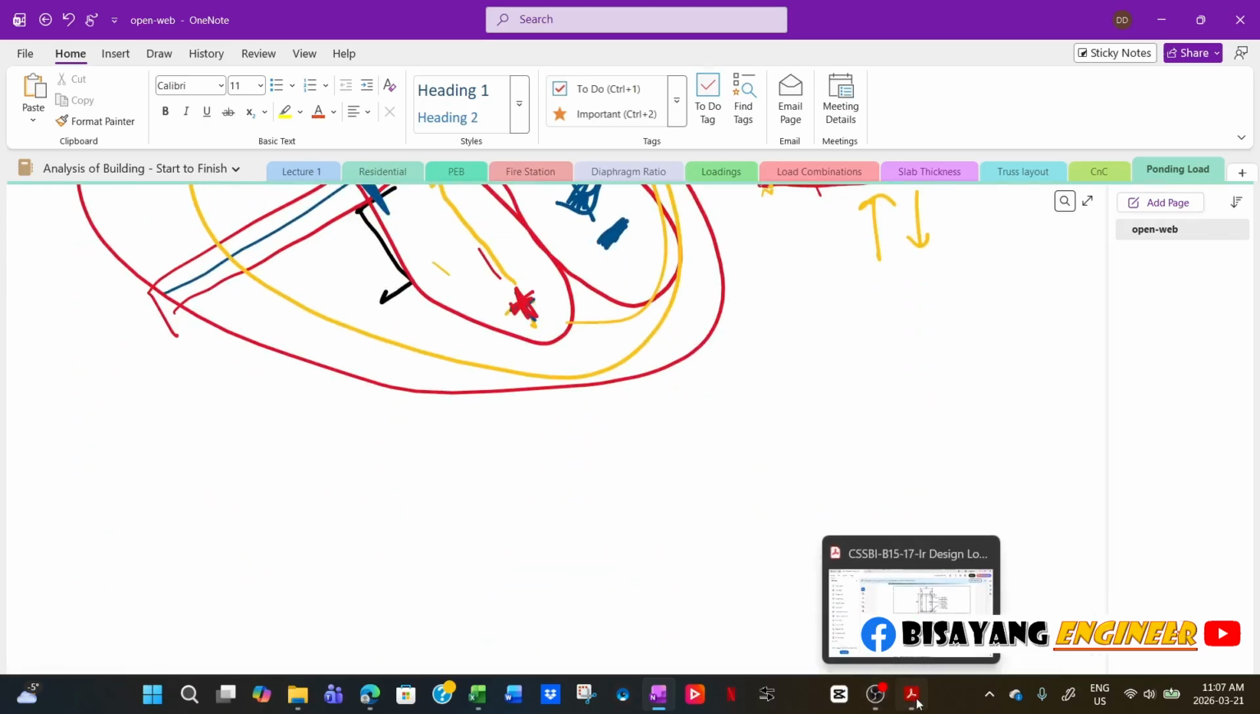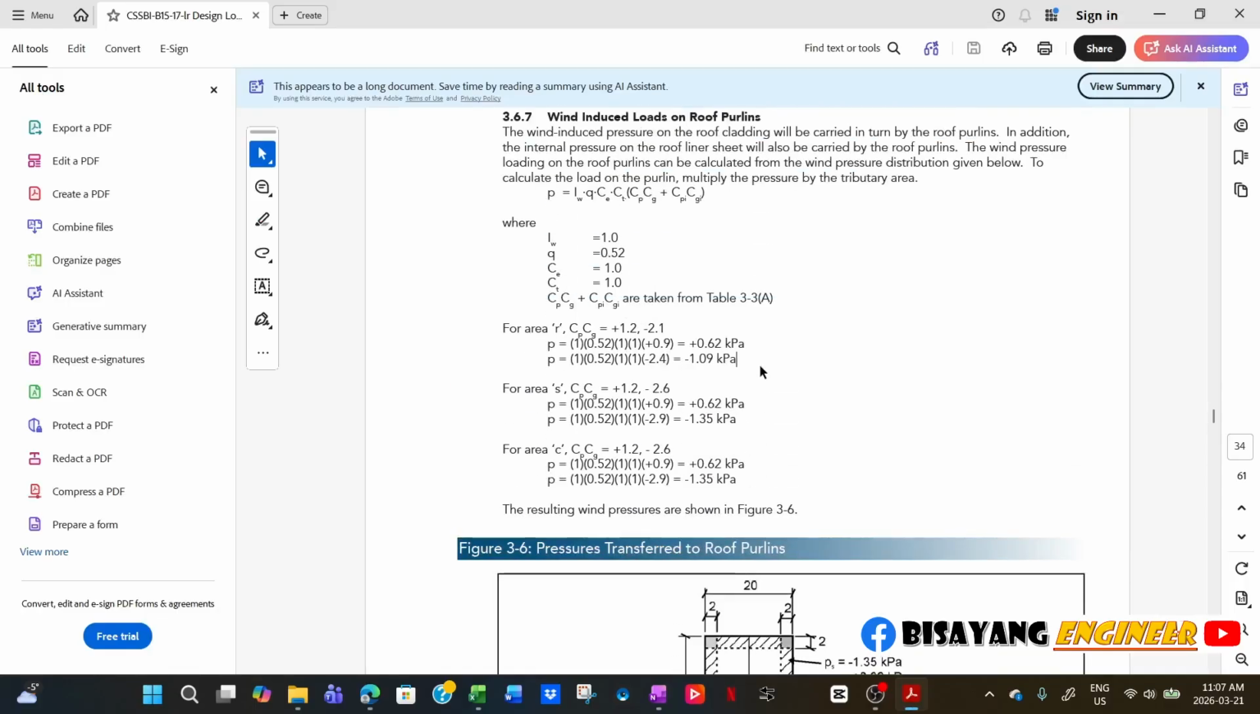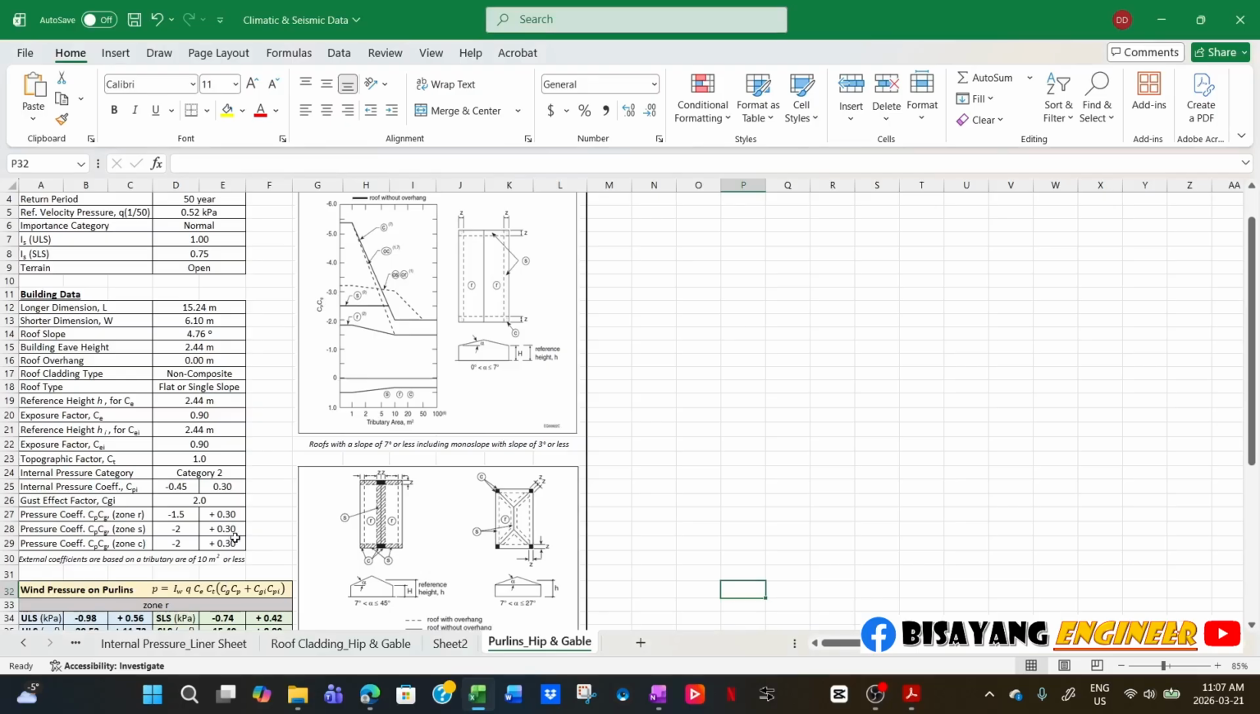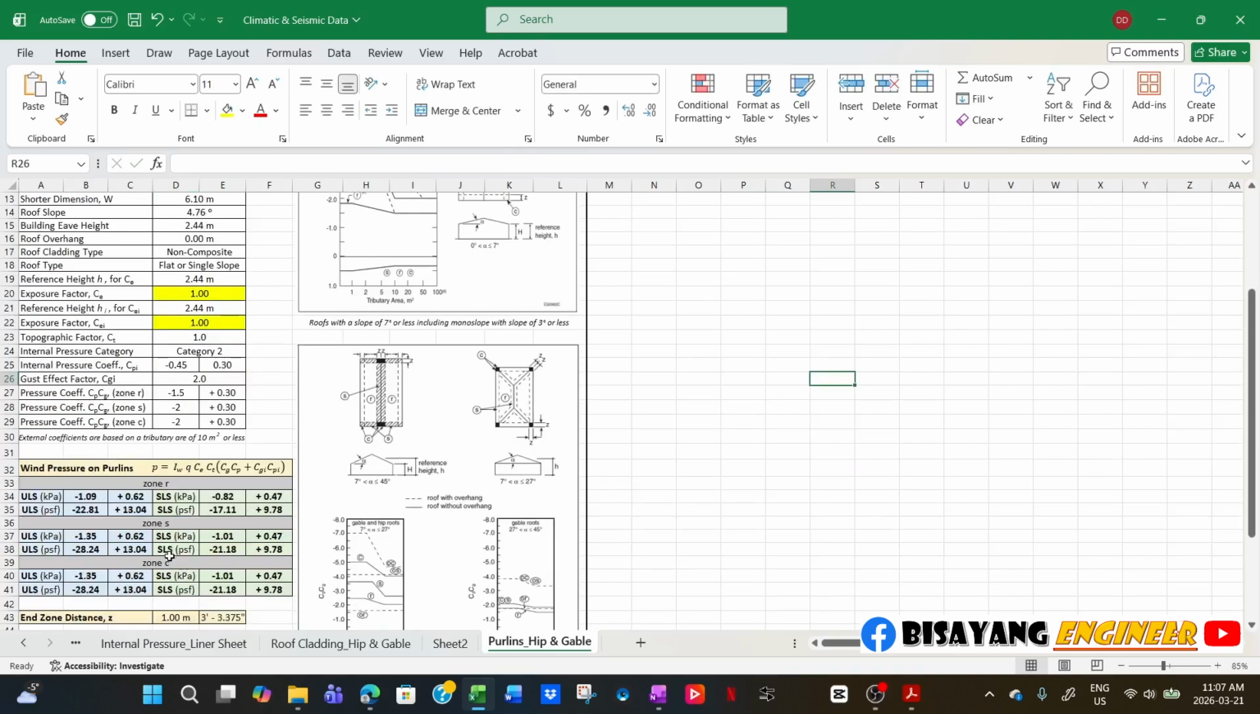So basically, from this calculation, you have 0.62 and 1.9. 0.62 and 1.9, is it the same, this one? Again, this one, if we change this, so this is 1, this is 1, 0.62 and 1.9.